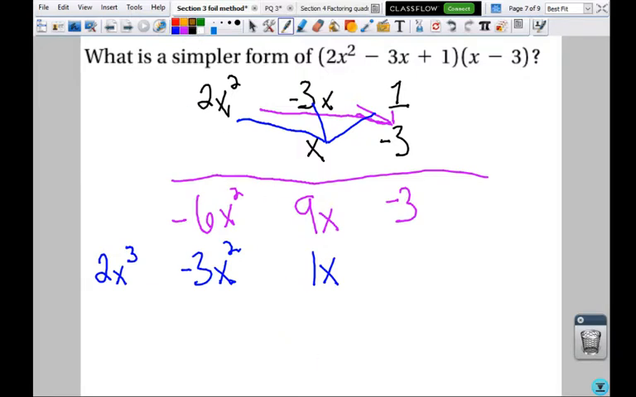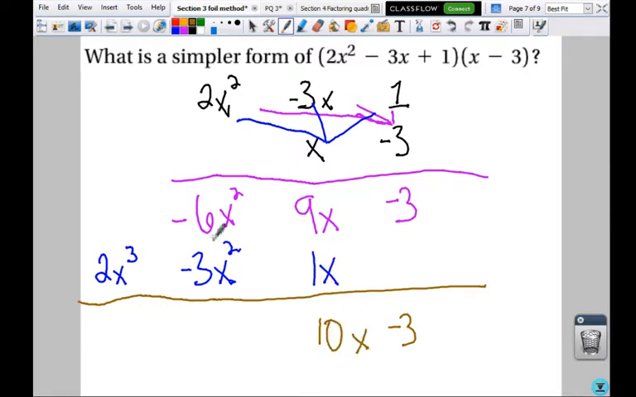Almost done. Last step is we're just going to add straight down. So I have a negative 3. Is there anything else right there? No. So I'm just going to go negative 3. What's 9x plus 1x? 10x. Remember, the squared only happens when you multiply. We are just adding, so we're just going to look at the numbers in front.